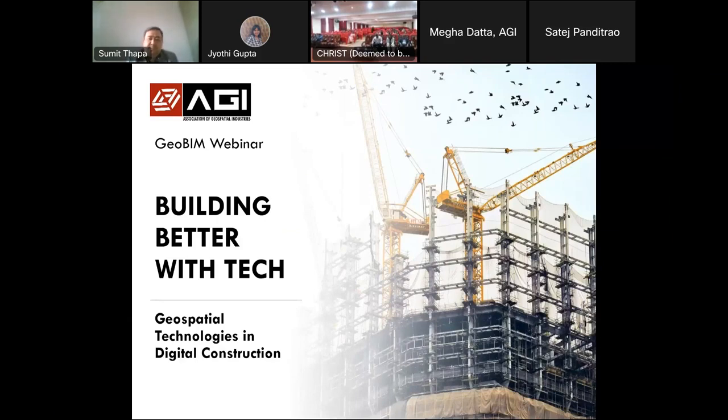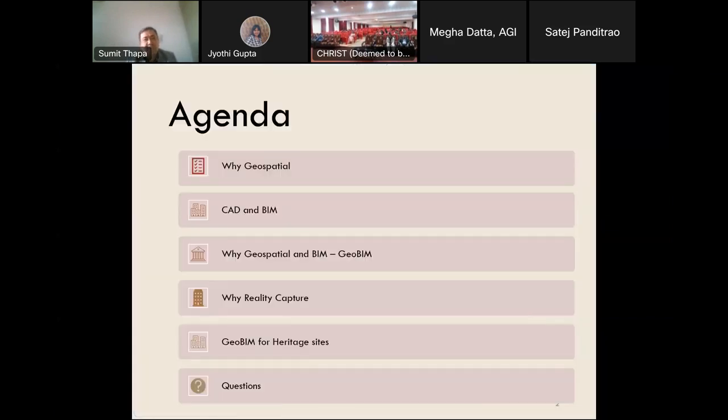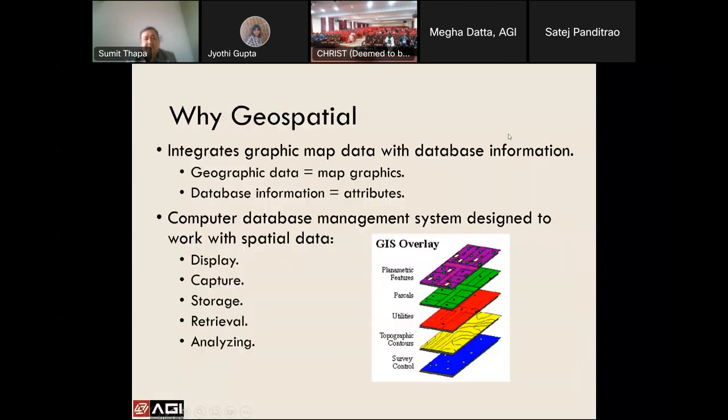So today's theme of the webinar is GeoBIM and building better with the technologies, and our focus will be on geospatial technology, how it is going to help you in construction. These are the topics I have planned to cover: geospatial, why geospatial, your CAD and BIM, and how we are going to integrate geospatial and BIM, and the concept called GeoBIM will be implemented and used for various applications. Then we talk about reality capture. Reality capture is one of the things which will help you out a lot in construction monitoring, as well as for many heritage sites. It is widely being used, and we'll just see its applications.